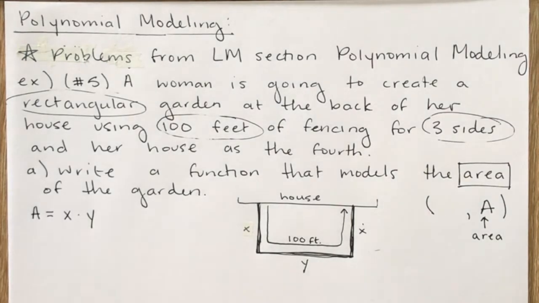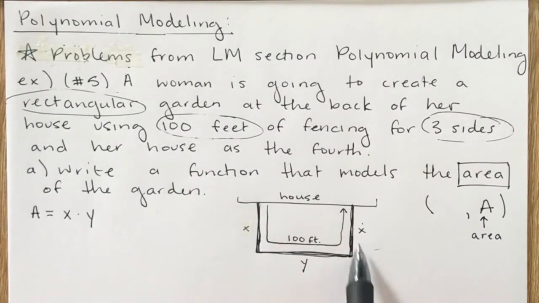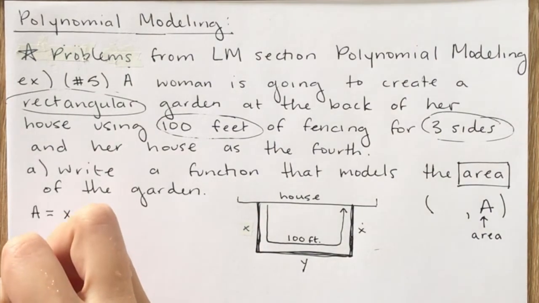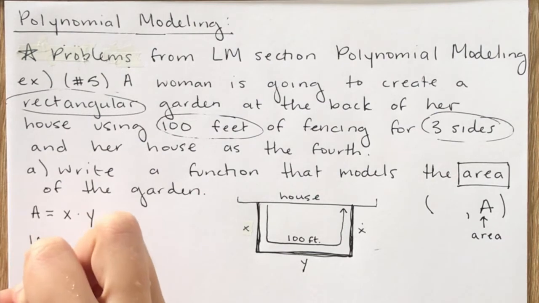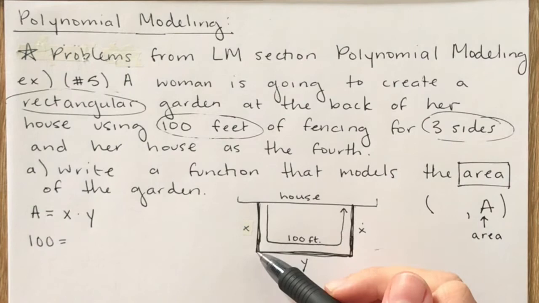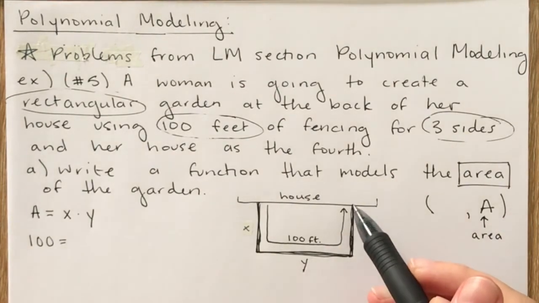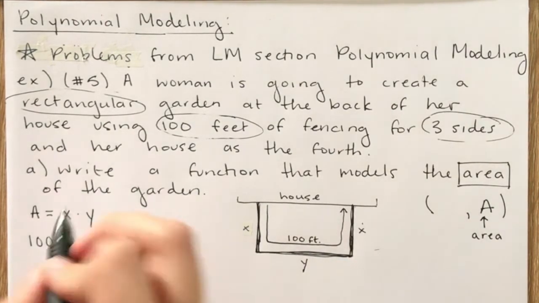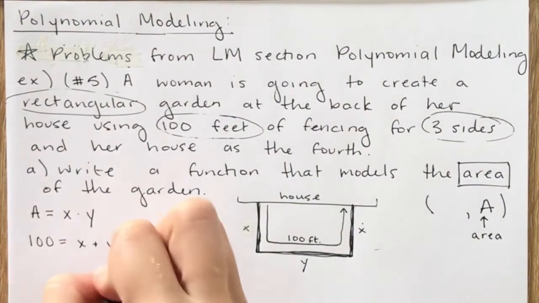So let's see if we can figure out any more information from this diagram. We know that the entire length of fencing is 100 feet, right? So what can we say about that? How can we say that mathematically? That means that 100 is equal to this length, which is x and y and x. So that length mathematically is length x plus length y plus length x. So x plus y plus x.